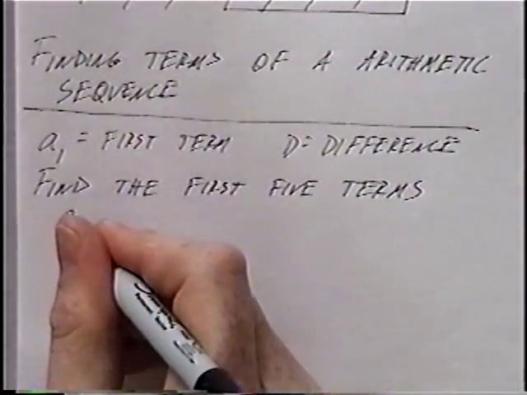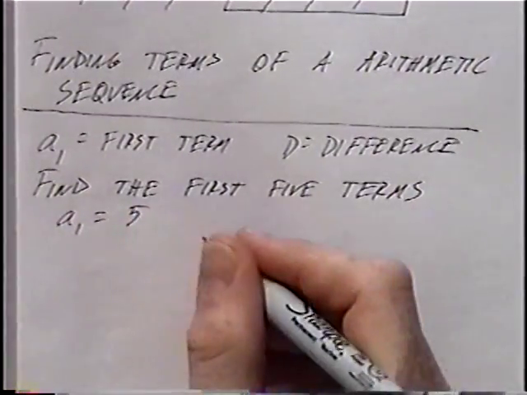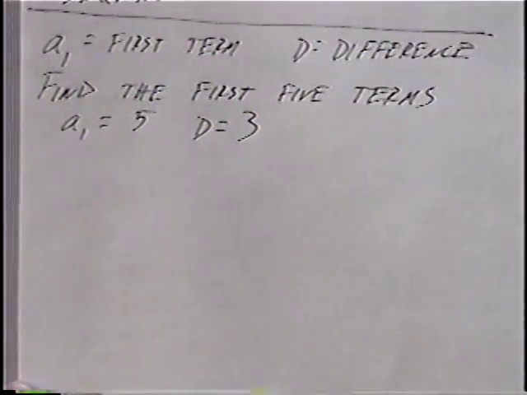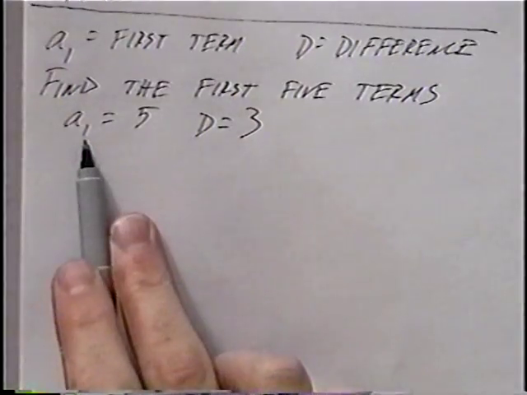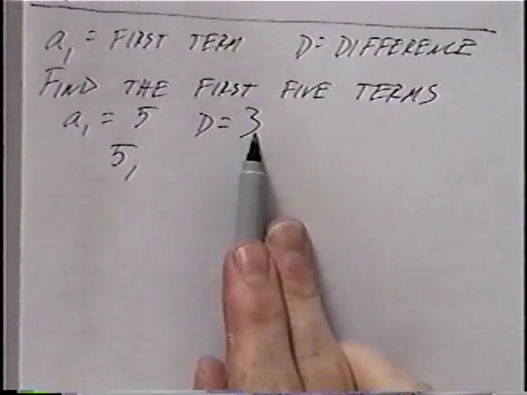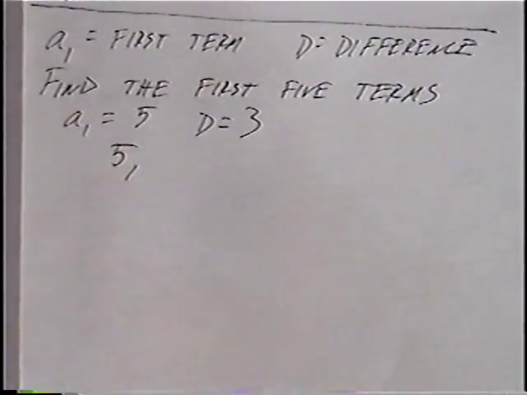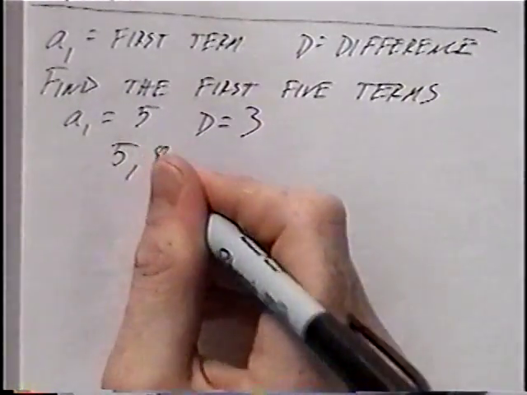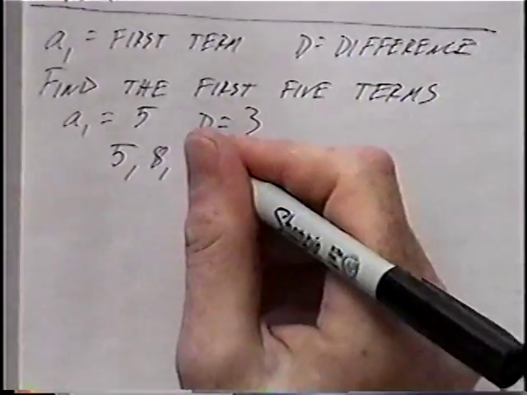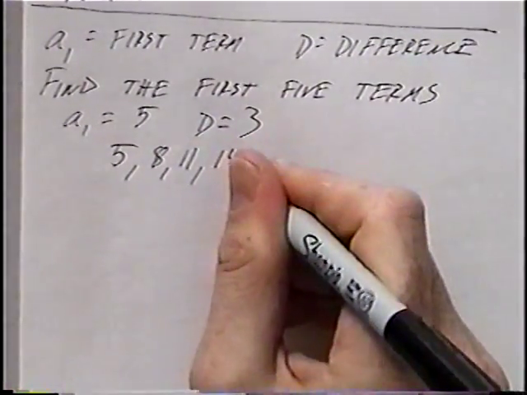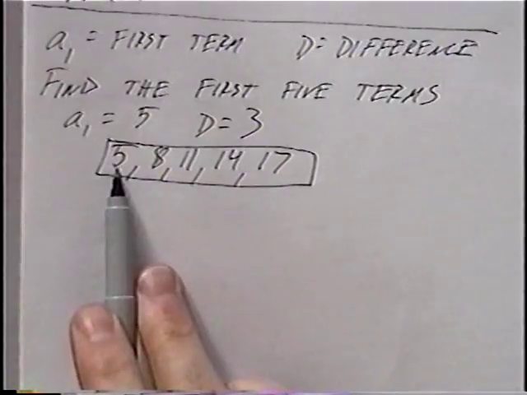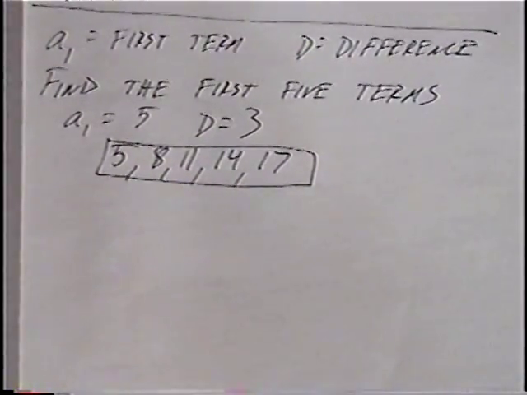First question, A sub 1 or A1 equals 5, and D is equal to 3. Find the first 5 terms. A sub 1, the first term, is the first number, which would be 5. Difference of 3, which is positive 3, means each number goes up by 3. So if the first number is 5, second number increasing by 3 would be 8, and we'll continue for 5 terms. Increasing by 3 would be 11, then 14, and then 17. So our first 5 terms would be 5, 8, 11, 14, and 17.